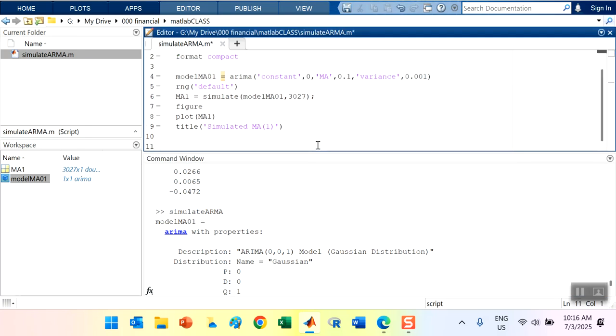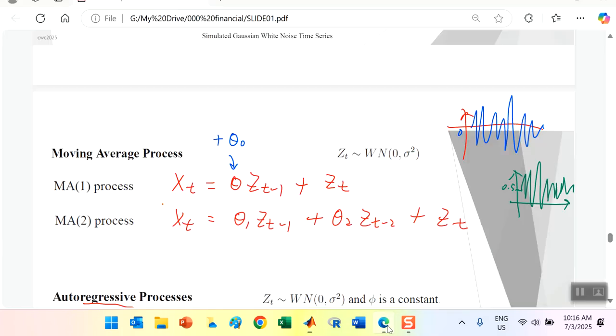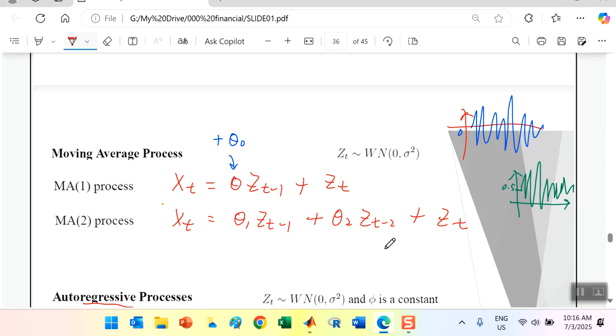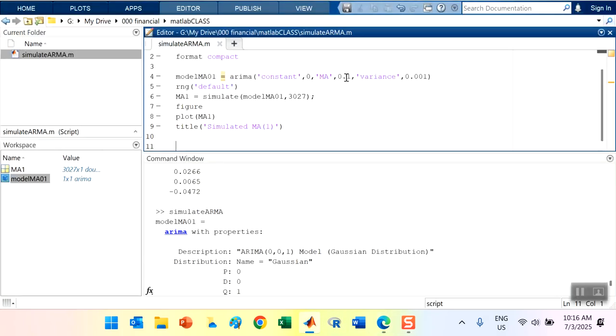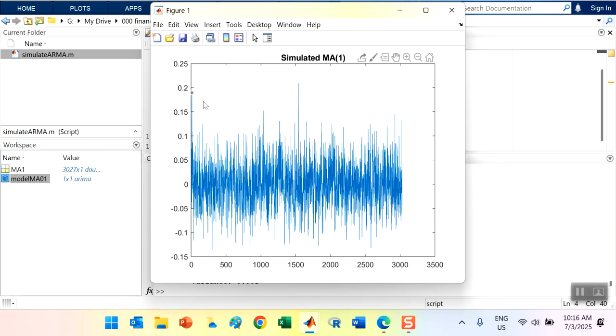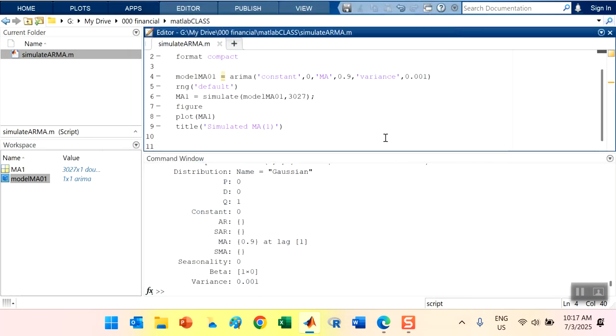Now if you want to simulate an MA2 model, you are going to specify what your theta 1 and theta 2 are. Just now we had theta 1, which is 0.1. Or you can quickly run this by changing the 0.1 to 0.9 and see if you can observe any differences. Basically, it's almost the same, just that the fluctuation upper limit and lower limit might be slightly different. Okay, so let's refer back to 0.1.